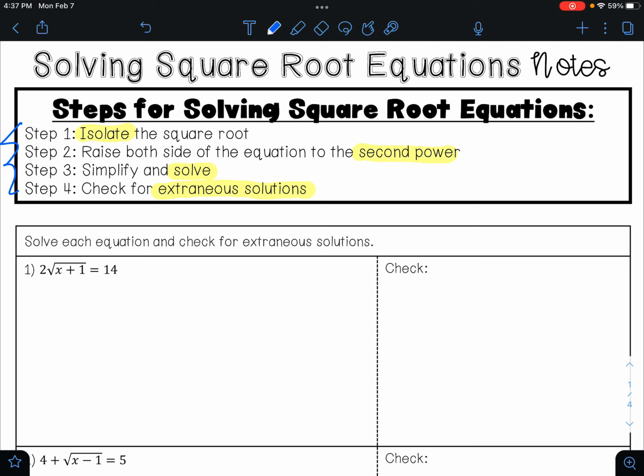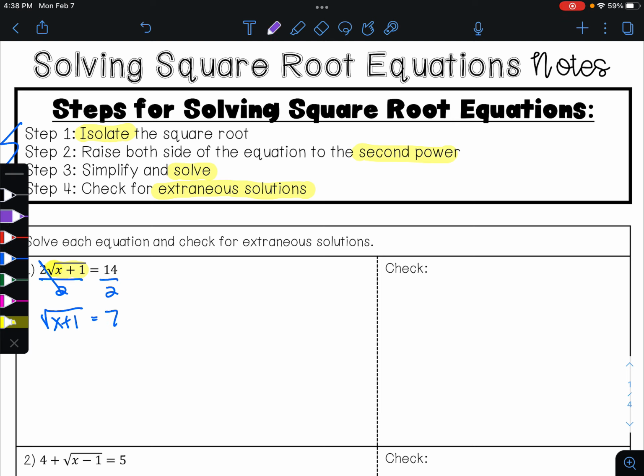On example 1, it says solve each equation, then check for extraneous solutions. The first thing that we want to do is isolate that square root, meaning I want to get this square root alone. Right now, the square root of x plus 1 is being multiplied by 2. To undo multiplication, I'll do division. And so we'll have the square root of x plus 1 is equal to 7.